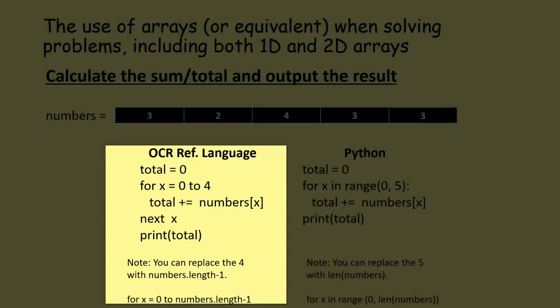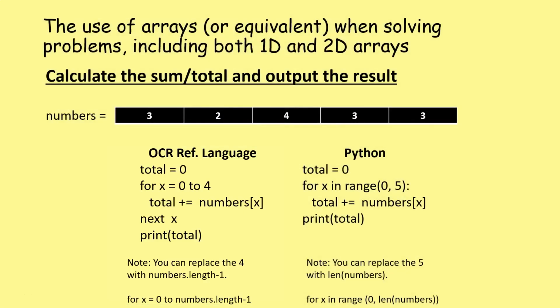Initialize your total variable, total equals 0. For x equals 0 to 4. Why is it 0 to 4? Well, let's have a look at the top here. We have 0, 1, 2, 3, and 4. So generally that is the first thing I do when I see an array. I write the index values on the top so I don't make any silly mistakes.